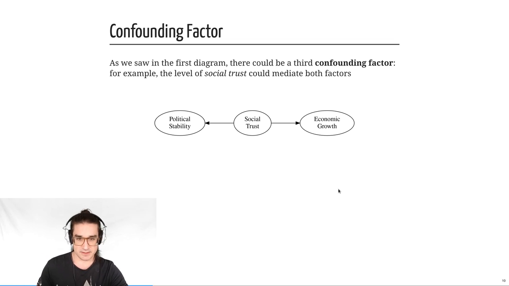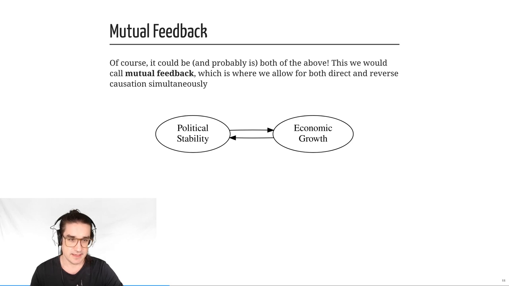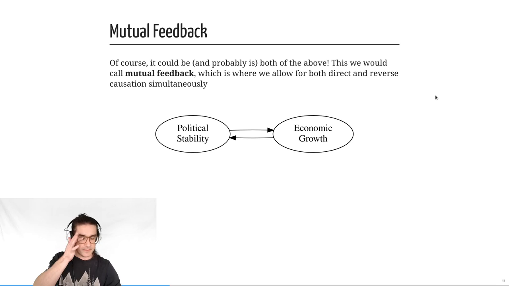Okay, so that's a little bit more nuanced, I guess. So this is the second last one actually. So this is now the third, no, fourth. This is the fourth option. So you had direct, reverse, confounding, and now we have this sort of mutual feedback. This is technically not an acyclic graph, right? Because you could go from here to here to here to here and so on, right? So that perhaps creates some issues of interpretation, but I'll get to that in a minute.